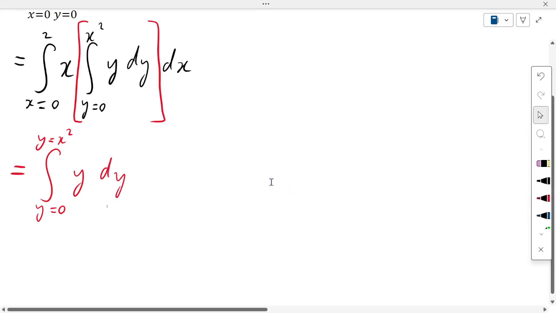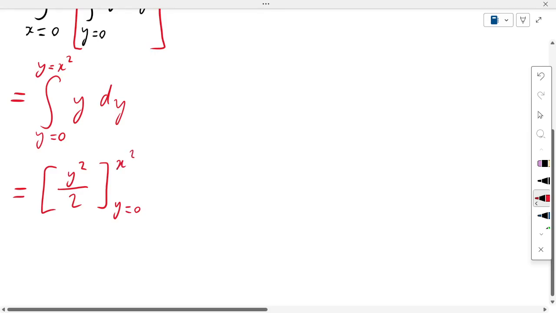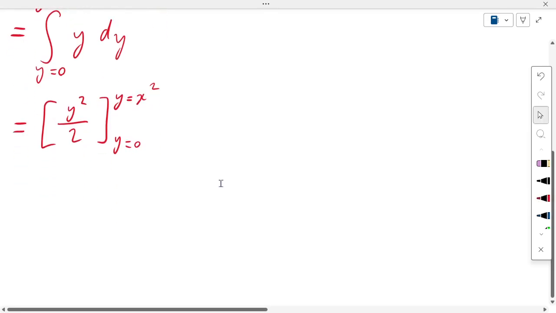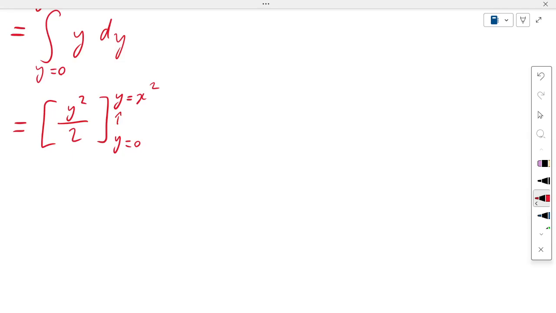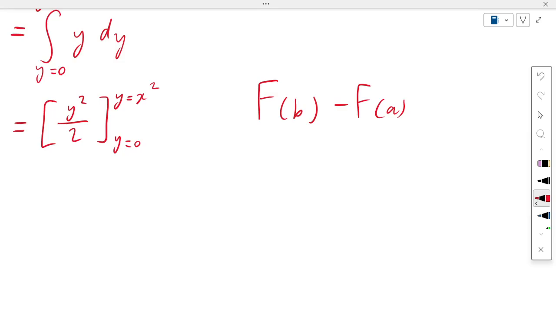We can actually do this integral. If we were to integrate this, we'd get y to the power of 2 over 2, evaluated from y equals 0 to y equals x squared. And why is this cool? Because we know that y is equal to x squared, meaning when we evaluate, we can just plug it into y. And we know our form of f of b minus f of a. We're going to write it in that form.